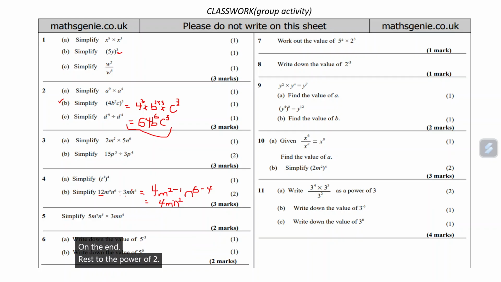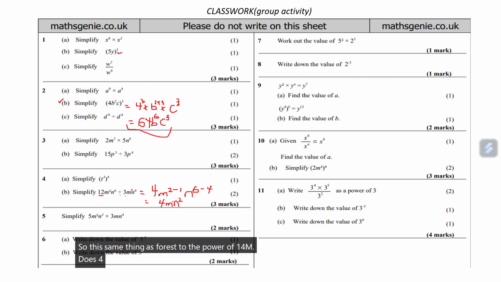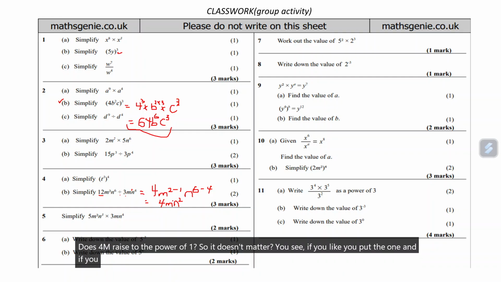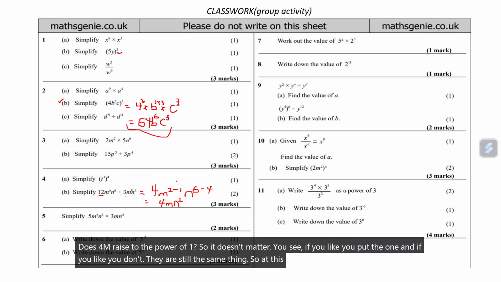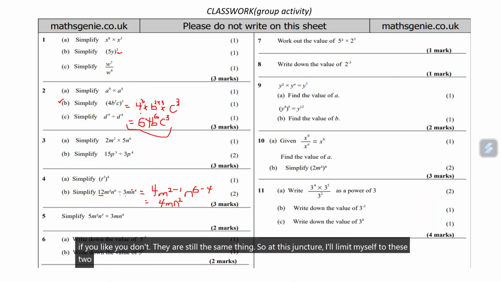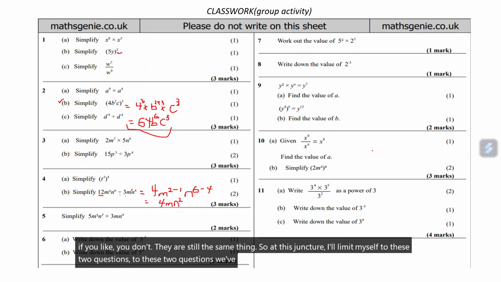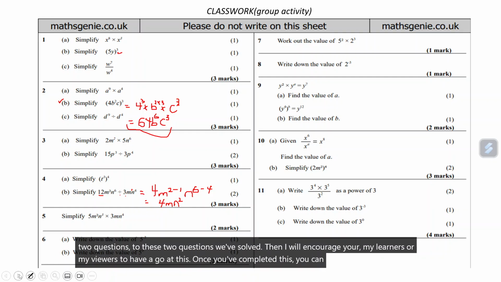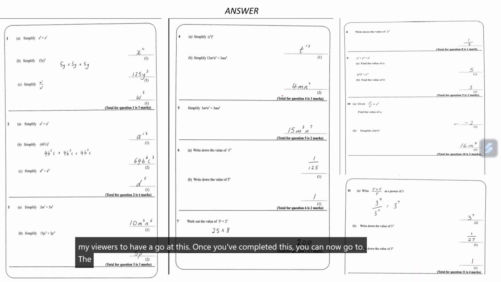So this is the same thing as 4 raised to the power of 1. 4m, that's 4m raised to the power of 1. It doesn't matter. If you like, you put the 1, and if you like, you don't. They are still the same thing. So at this juncture, I'll limit myself to these two questions we've solved. Then I will encourage my learners or my viewers to have a go at this. Once you've completed this, you can go to the next slide to review your answers.